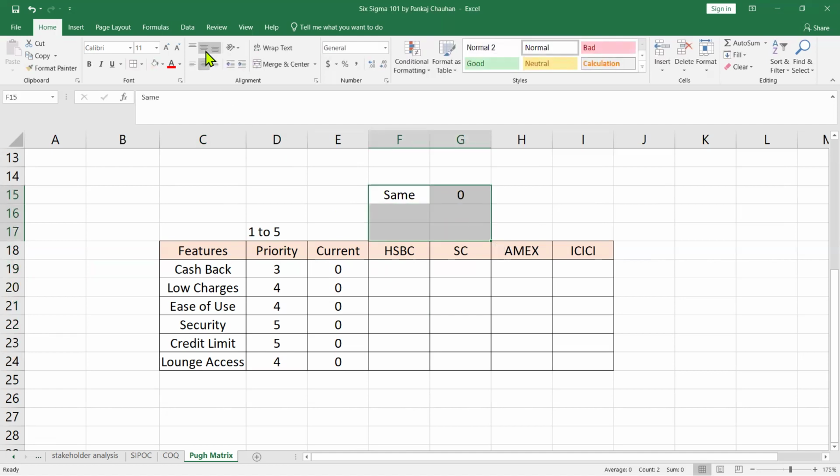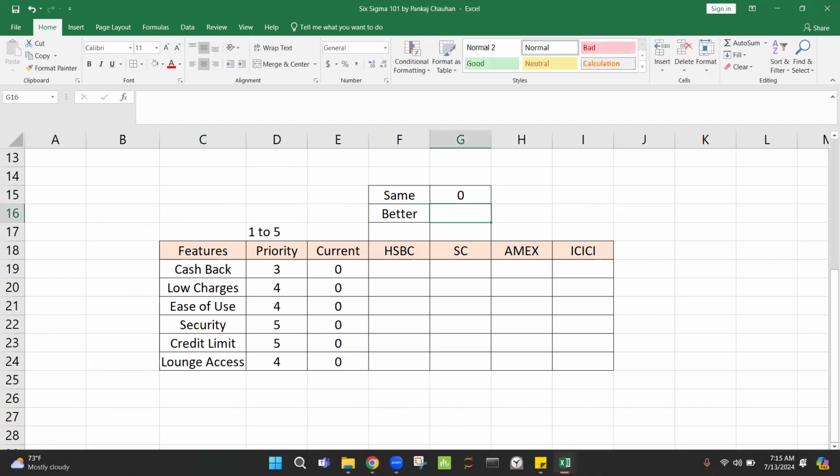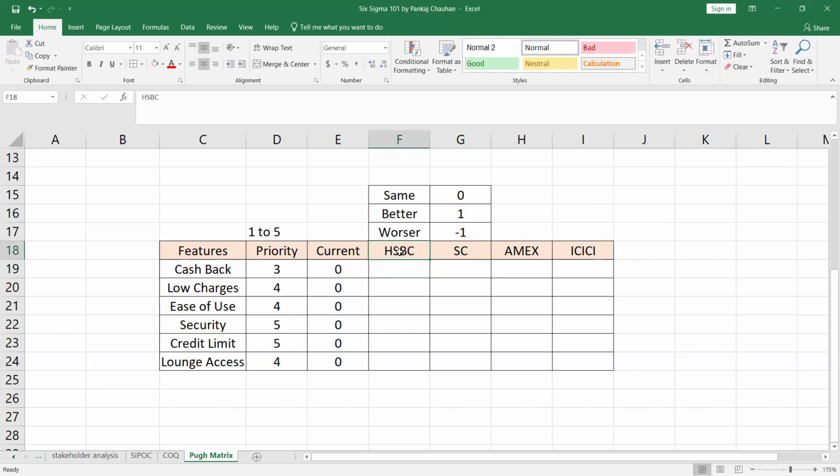Maybe the option you have, HSBC may be better in some of the features. So if the option is better, then my answer will be +1. If an option is not better, it is poor or worse, then my answer will be -1. This is what ranking I will give to my available options. Either it's the same, it is better, or it's worse.